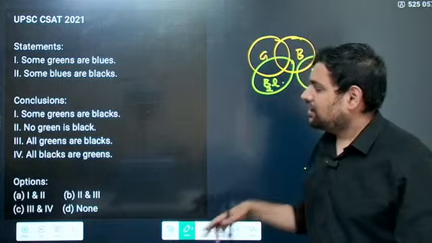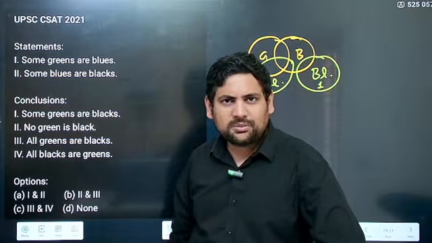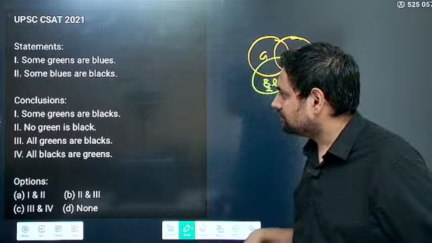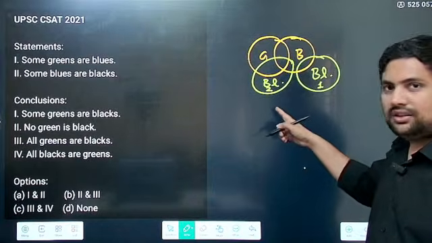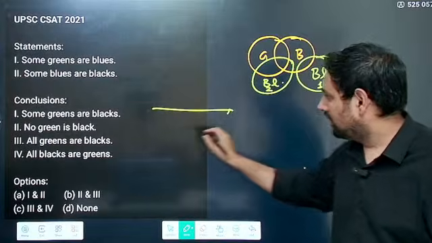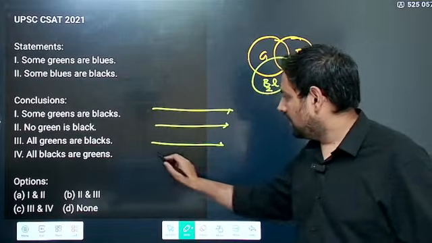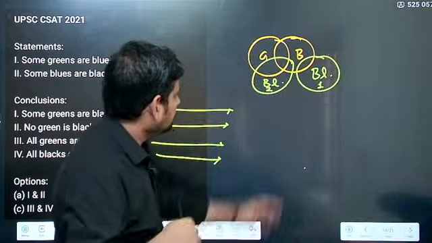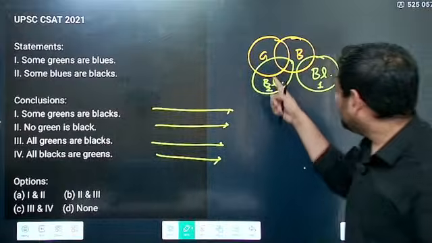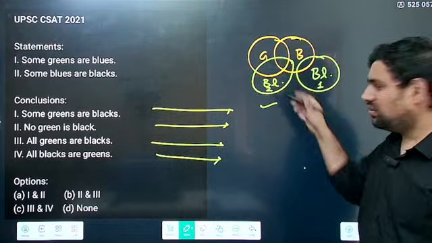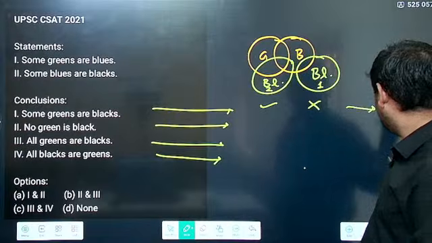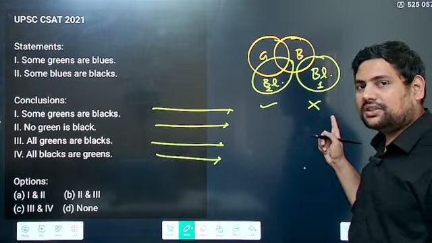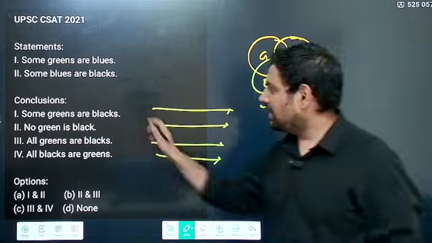Both diagrams you have. Now see, all the statements are absolute statements, so just find out if they are correct in both of them, otherwise they are wrong. Now, some greens are black. According to diagram 1, some greens are black, yes; according to diagram 2, no. What is the final result? No. In one it is correct, in the other it is not correct. Ultimately it should be correct in every diagram, so this is wrong.